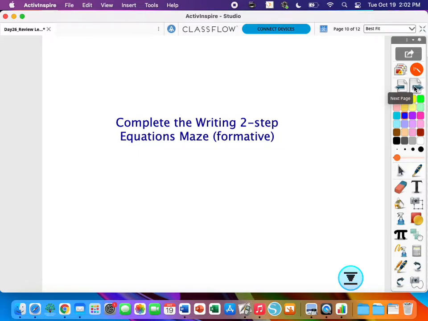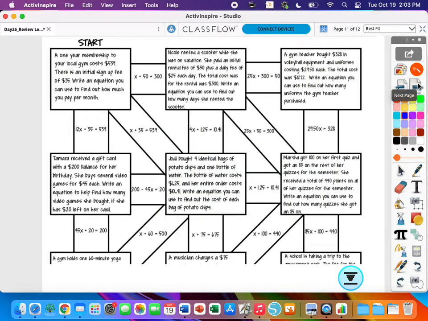Now, what you're going to do now is you're going to complete a two-sided graded assignment. The first side looks like this. On this side right here, the first thing you're going to do is you're going to start with this word problem. I'm going to give you the answer to this. You just got to remember which one it is.